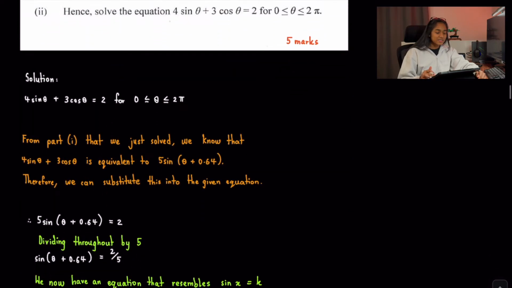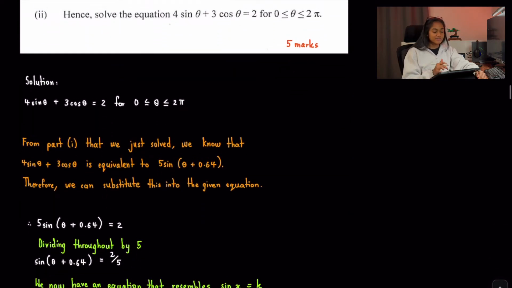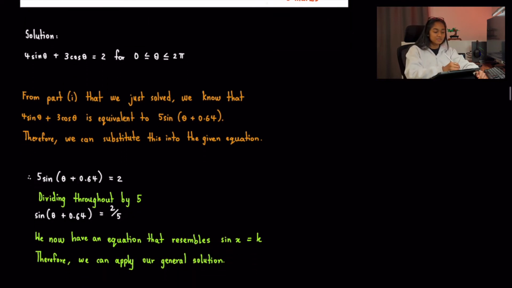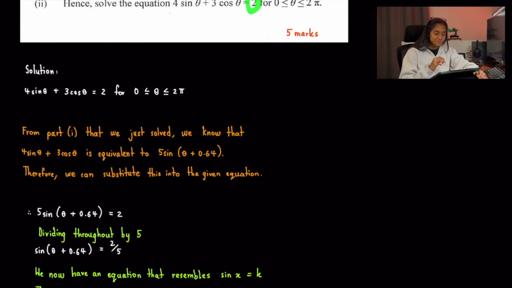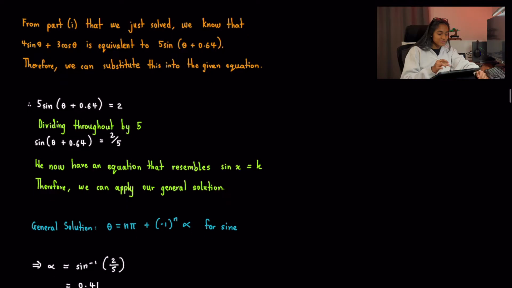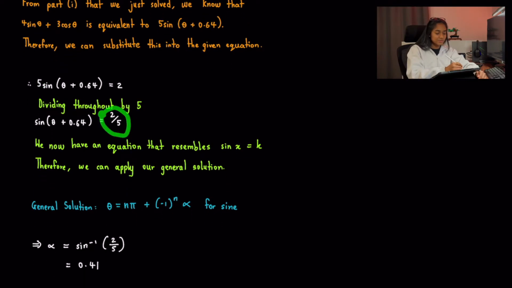Okay, now part 2 of 2021 says for 5 marks to solve the equation, okay? Now, what we're going to do is use what we found in part 1. So from part 1 that we just solved, we know that it is equivalent to 5 sine theta plus 0.64. Therefore, we can substitute it into the given equation. So what that means is we just equate it to 2, okay? So now we divide throughout by 5 to get rid of this, right? Then we end up with this equal to 2 over 5.